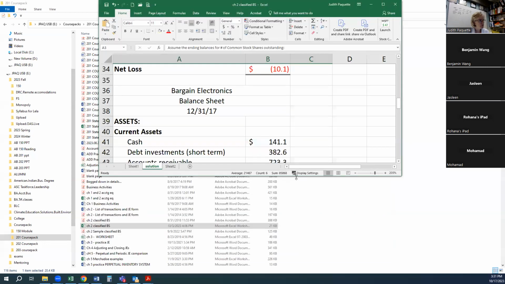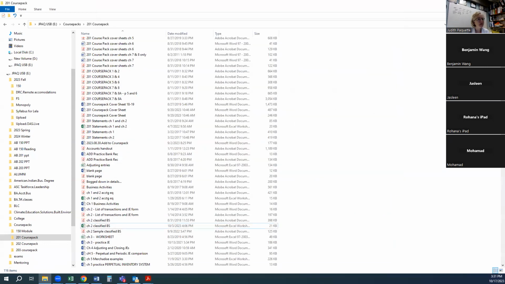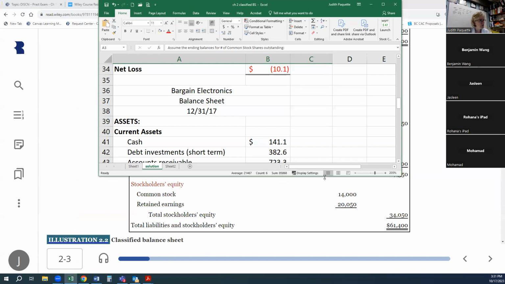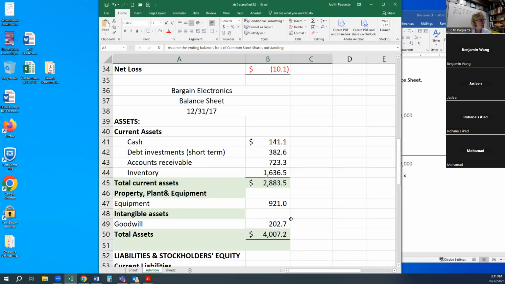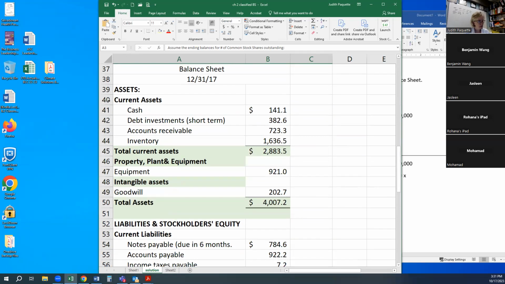All right. So again, make sure you put your titles in. Don't just start in with current assets. So we've got assets, current assets is the title, and then those are our accounts. And look how I say short term there. Okay. So current assets, then property, plant, and equipment.